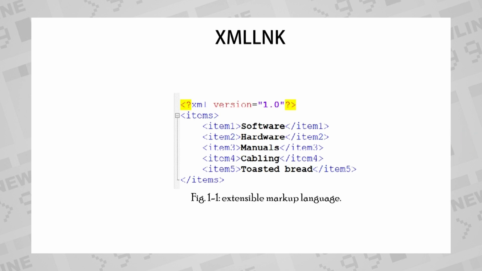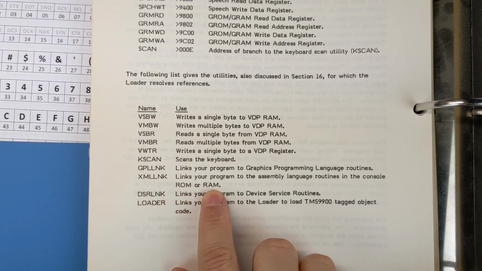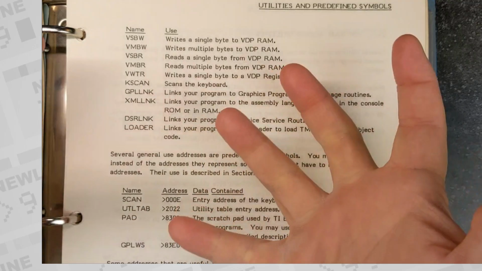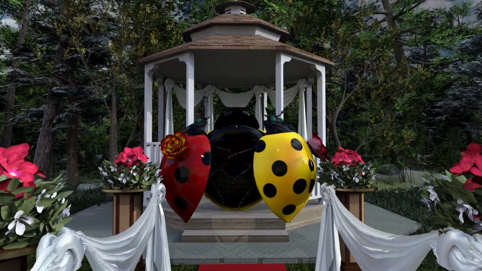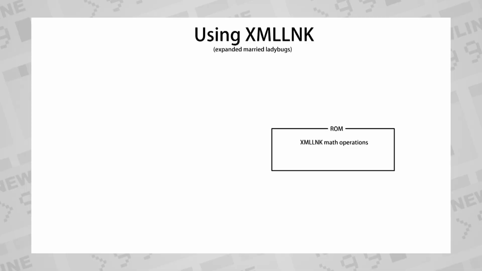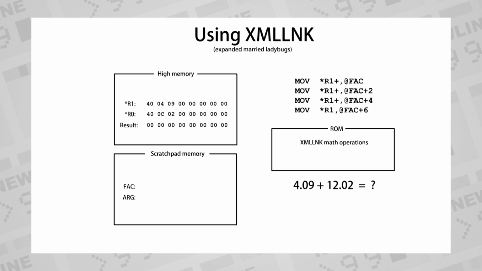XML-Link is not related to XML as an extensible markup language. It's probably something more like expanded memory something, married ladybugs, who knows? They don't say. Anyway, it's a link to a library in ROM with several math operations. We first copy the 8 bytes of each floating point number we're working with into parameter space called FAC and ARG, and those are the floating point accumulator and additional arguments.